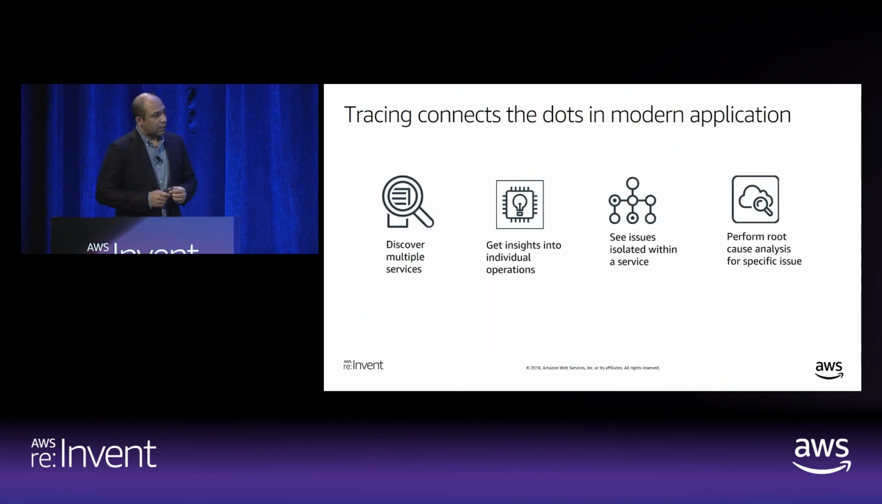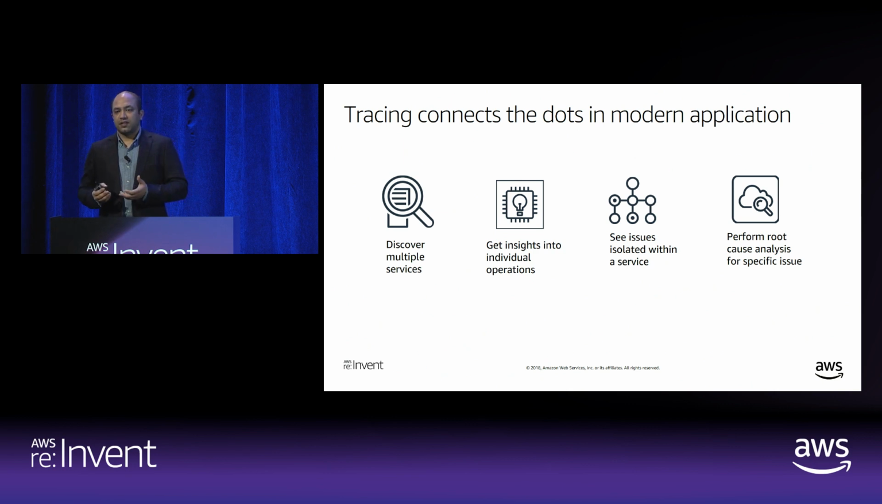Let's talk about how tracing connects the dots for modern applications. So essentially, one of the benefits of tracing is that because we're looking at the application from a logical standpoint, we can give you a real-time view of how your applications are interconnected. How are they talking to each other? Where are errors and exceptions happening? How do those things flow in the system? So you essentially get a good architectural overview of your application.